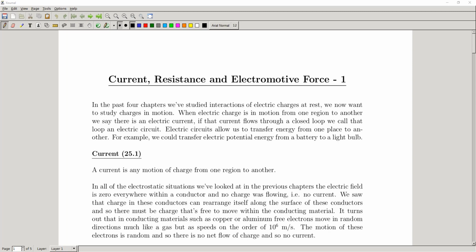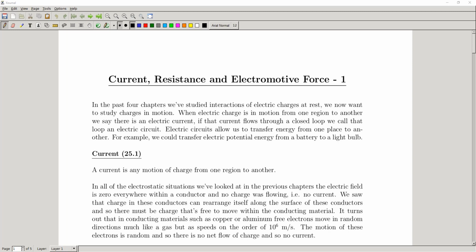Okay, this is going to be our first video in our current resistance and electromotive force series. In the past, I guess 4 chapters, we've been studying interactions of electric charges at rest, right? So all the situations we've looked at, these charges have been at rest. We now want to look at situations where the charges are in motion, okay?